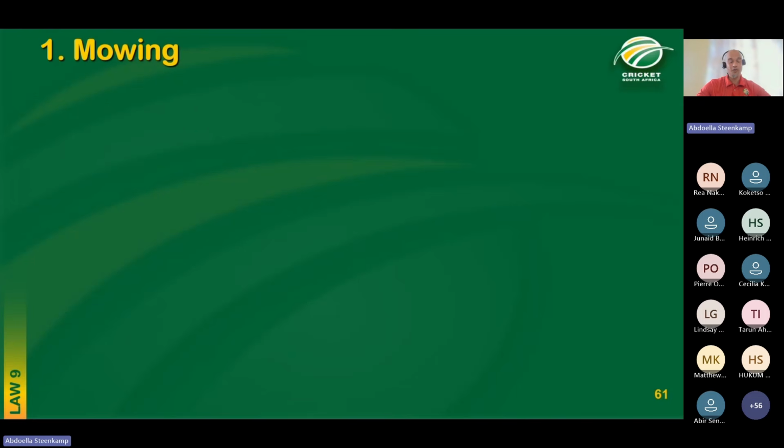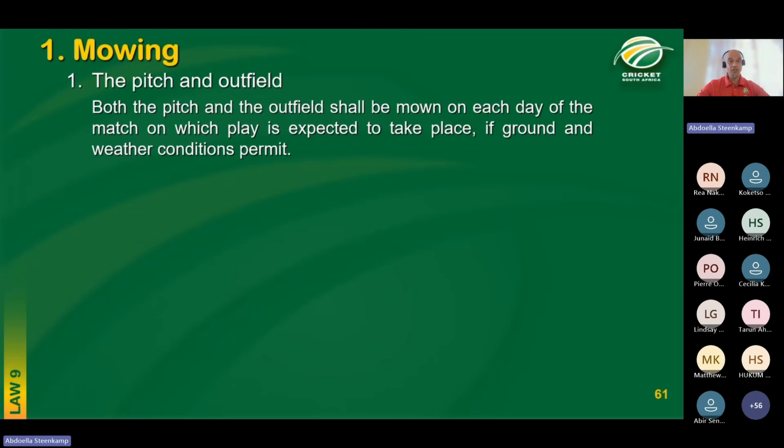So this is what Law 9 is about. Now when it comes to mowing, before the game has started, the curator will mow the pitch and get it ready. The curator will mow the outfield and get it ready for the game. But once the game has started, the law guides us on exactly what needs to be done when it comes to mowing of the pitch and outfield.